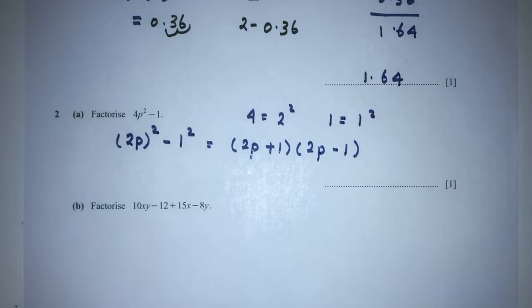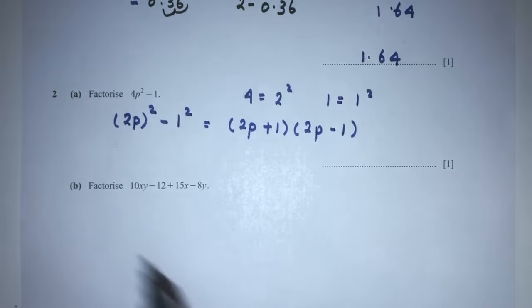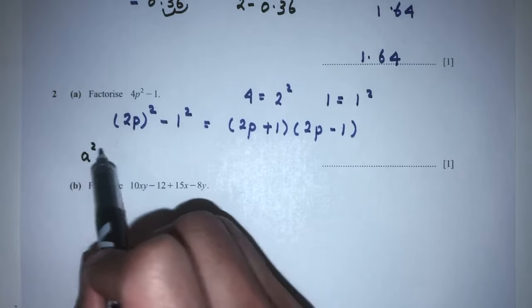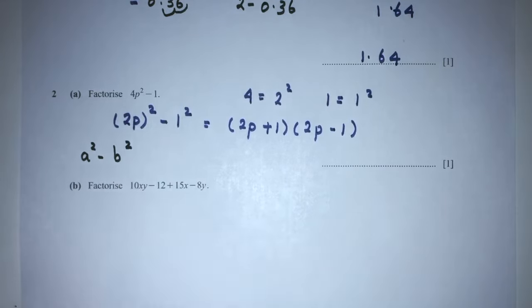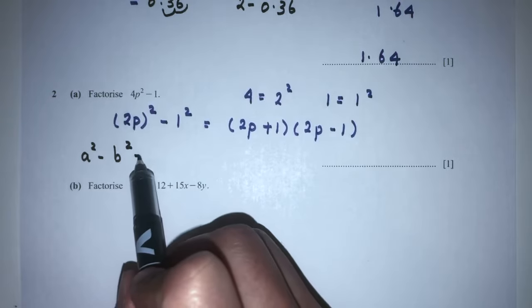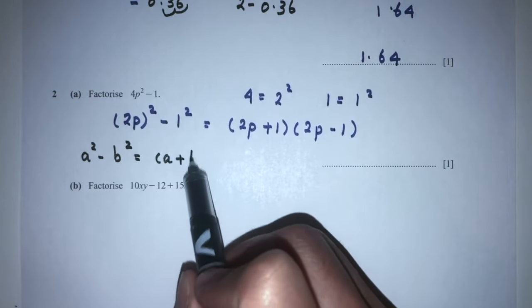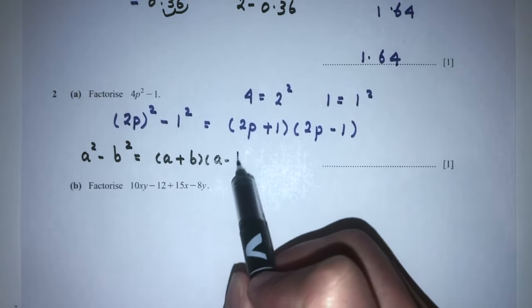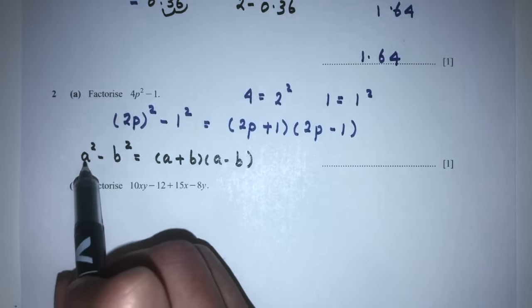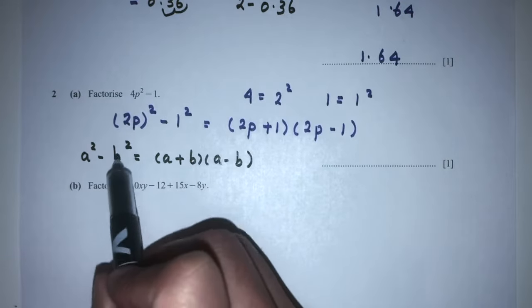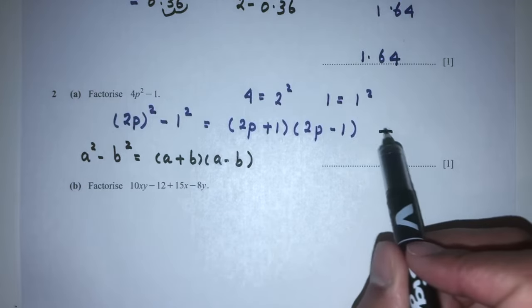This is true because we learned in our syllabus that the difference of squares can be factorized easily. So if you had a squared minus b squared, it equals a plus b and a minus b. In this case, a was 2p and b was 1, so you will have this as your answer.